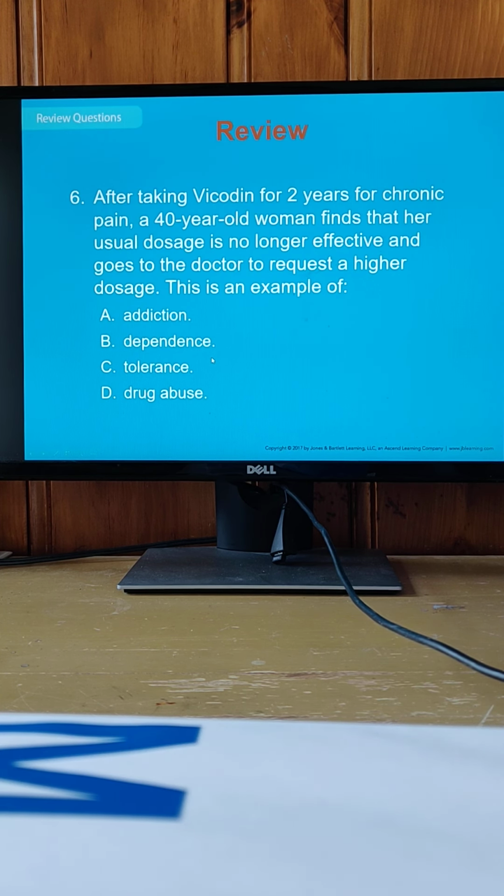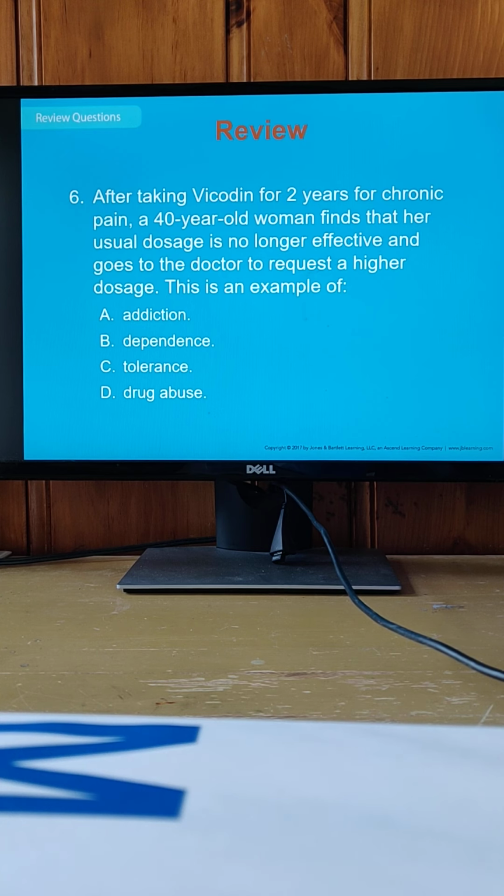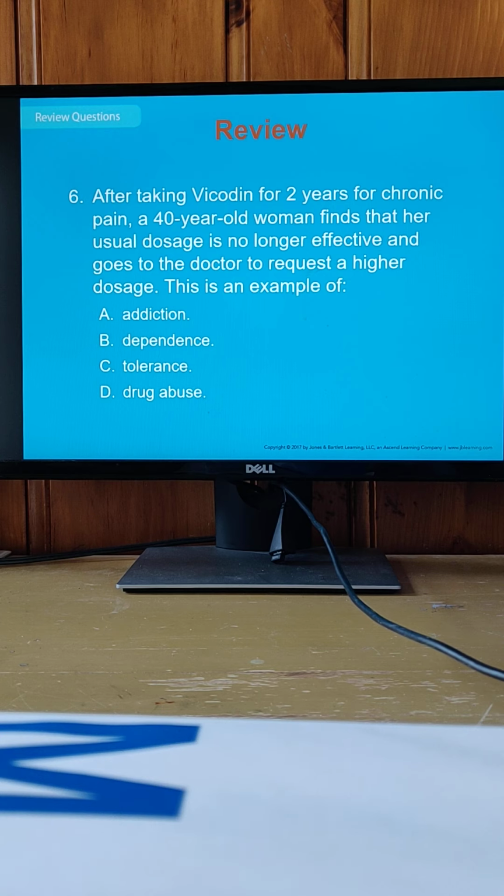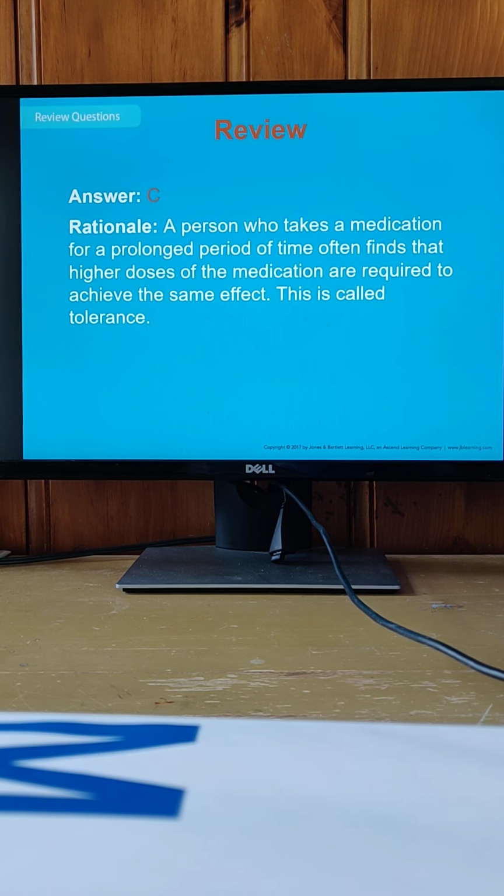6. After taking Vicodin for 2 years for chronic pain, a 40-year-old man finds that his usual dosage is no longer effective and goes to the doctor to request a higher dosage. This is an example of what? Addiction, dependence, tolerance, or drug abuse. Tolerance. They need to take more of it to get the same effect.